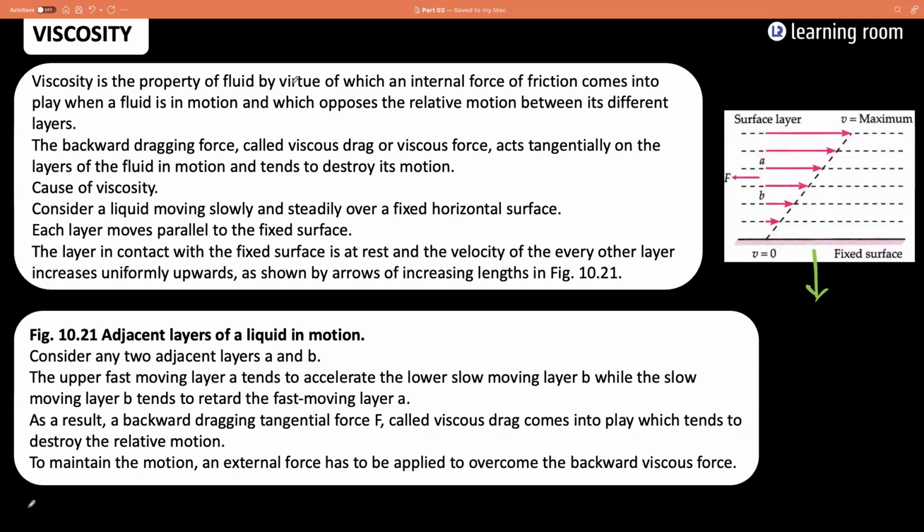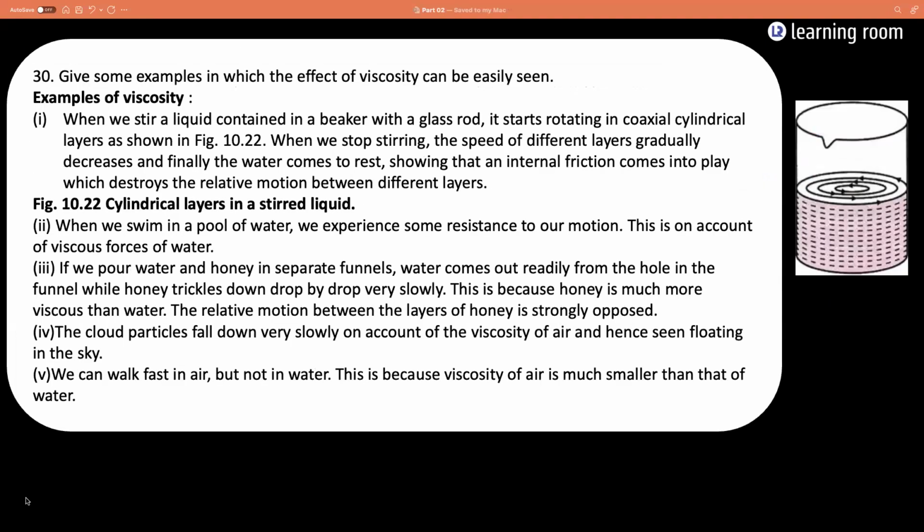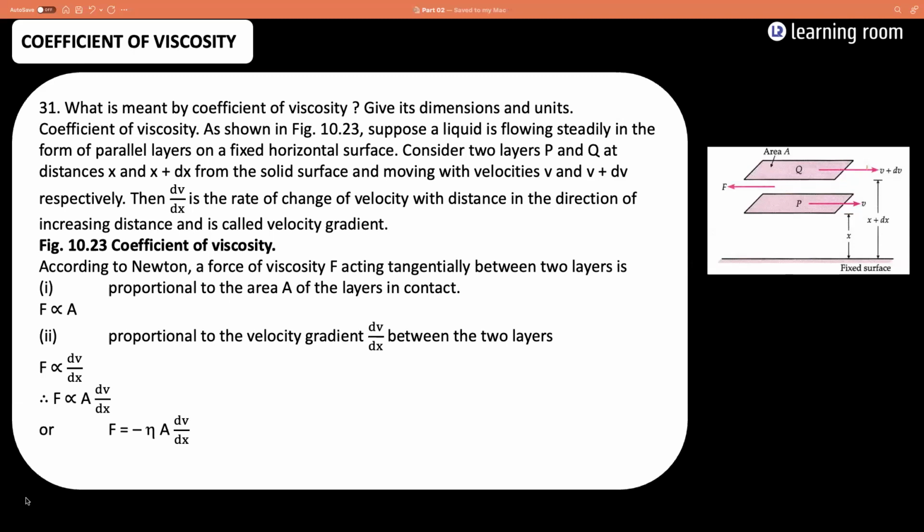So as we move from the bottom to the top, we can say that the speed of the liquid is going to increase because it is going far away from the fixed surface. As a result of which, what did we see? So we saw the concept of coefficient of viscosity. So the coefficient of viscosity, what did we say?